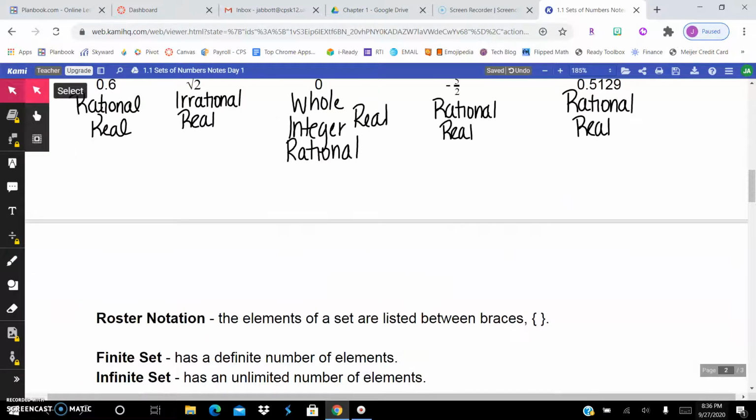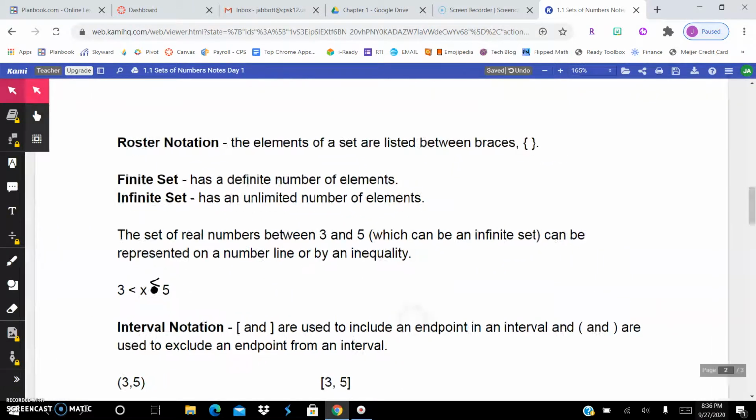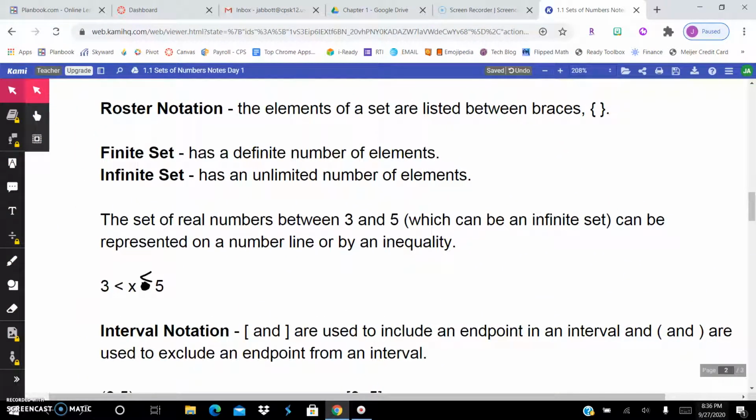All right, moving on, a couple more vocab words here. We have roster notation. Roster notation is when the elements of a set are listed between braces. So if I asked you to create a set of the numbers on a number cube or a die, they would be 1, 2, 3, 4, 5, and 6. So you would list those between these braces here. Notice they're a little squiggly on the side.